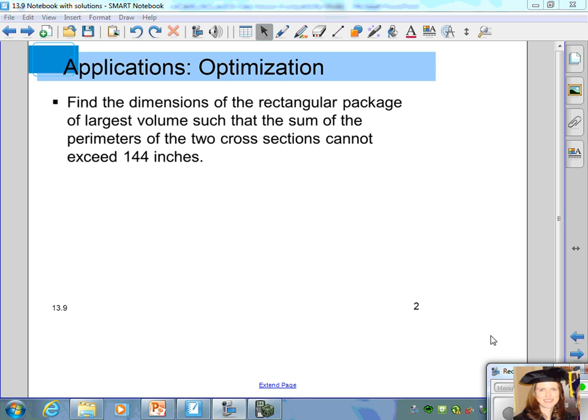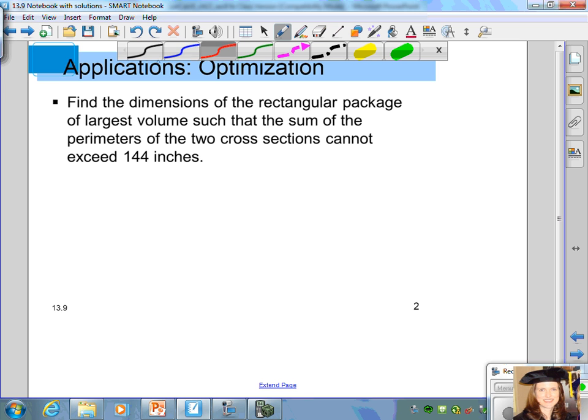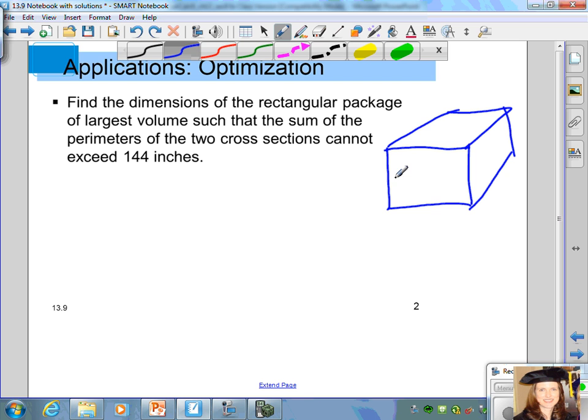I like to draw pictures whenever possible. We have a rectangular package, and it has three dimensions. We could label them x for the length, y for the width, and z for the height. And what we want to do is maximize the volume. So that's going to be our primary equation. We're going to maximize volume.